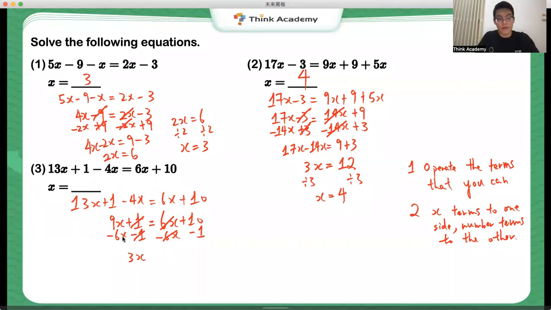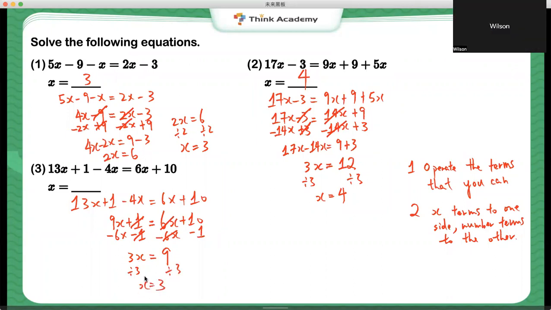3x is what we have left from 9x take away 6x. And on the right-hand side, 10 take away 1, that's going to be a 9. So if 3x is 9, we can just divide 3 on both sides to see that x is going to be 3. So x is 3.